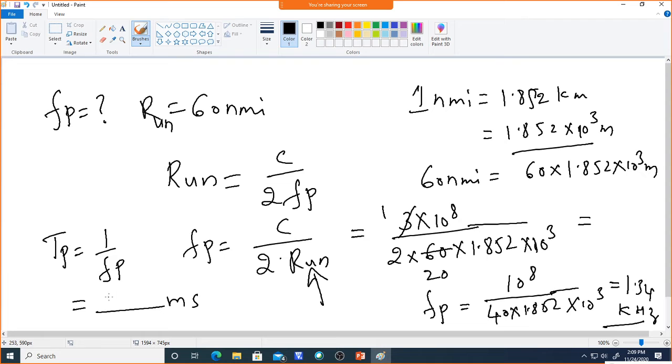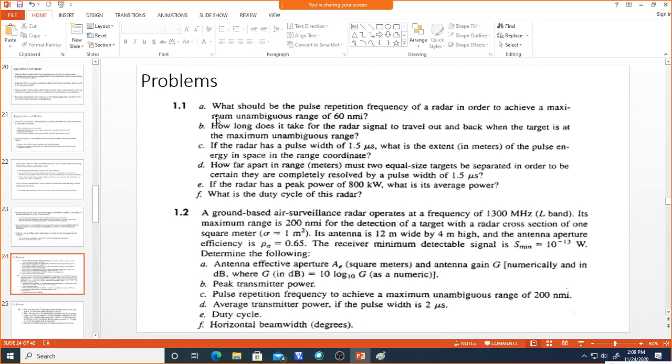How much is it? 0.74 millisecond. Okay, so this is 0.74 milliseconds, the pulse repetition period. So this is the first question which we answered: what should be the pulse repetition frequency in order to achieve the maximum unambiguous range of 60 nautical miles.